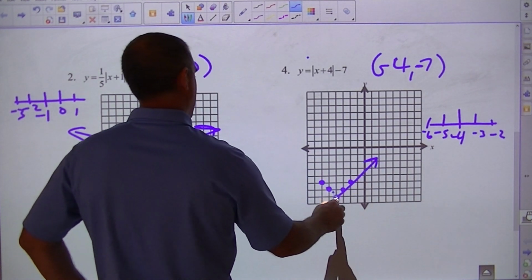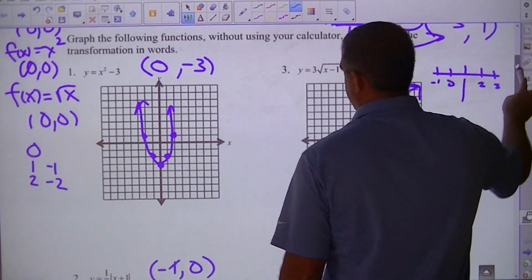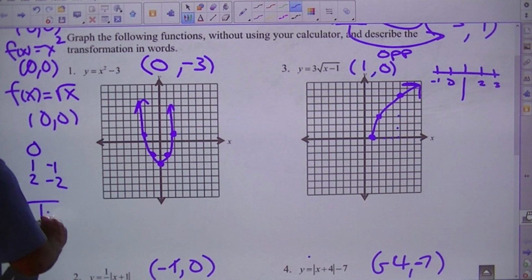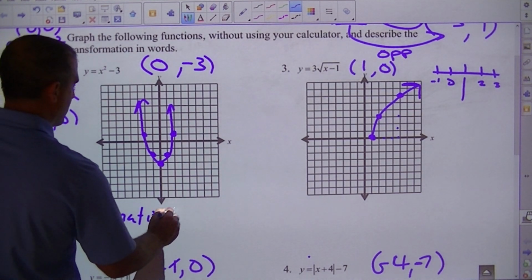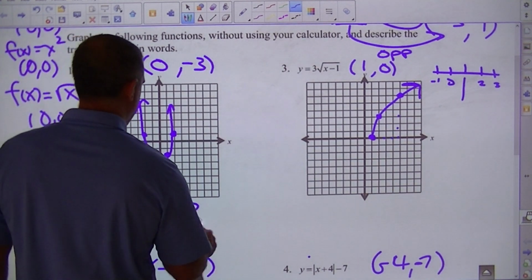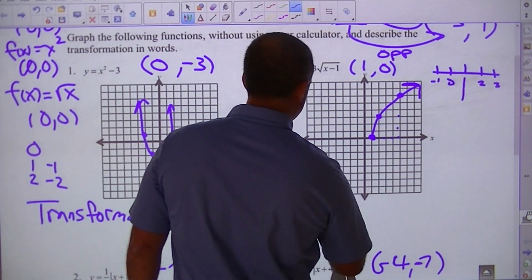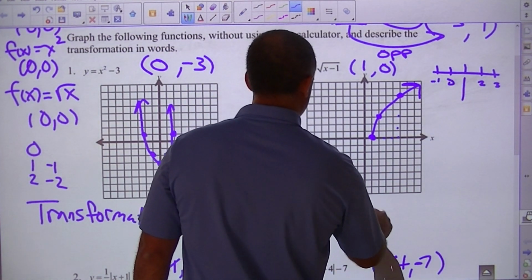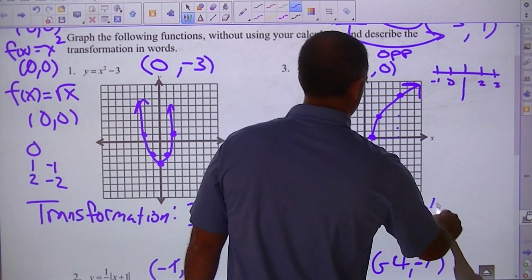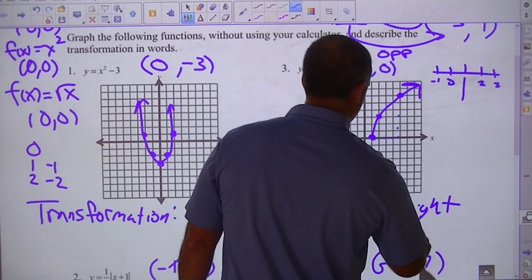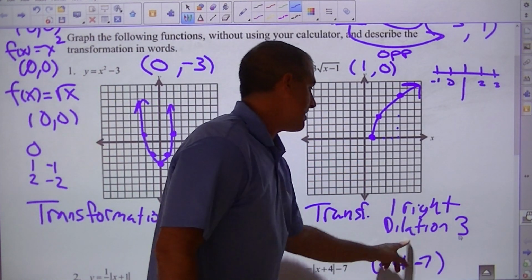That's what I got. Now, on each of these, I forgot to mention, you should see at the bottom, this says transformation. Okay? What I would write for transformation is 3 down for this one. That's all that happens. Okay? For this one, the transformation, I'll just write trans. All right? Transformation would be 1 right and a dilation of 3. Okay? Dilation of 3. When you have a number out in front, that's called a dilation.